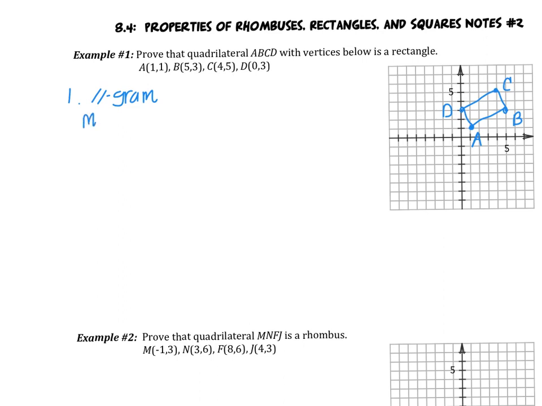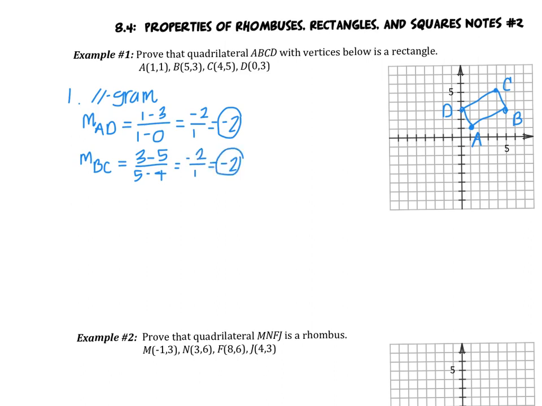Well, look at this. Slope of AD is going to look like this. Slope is y1 minus y2 over x2 minus x1, which would equal negative 2 over 1. So that slope is negative 2. Well, the side opposite to AD is BC. So let's find that slope. 3 minus 5 over 5 minus 4, getting negative 2 over 1 as well. Okay, so I have one pair of parallel sides. That's not enough to prove it, though.